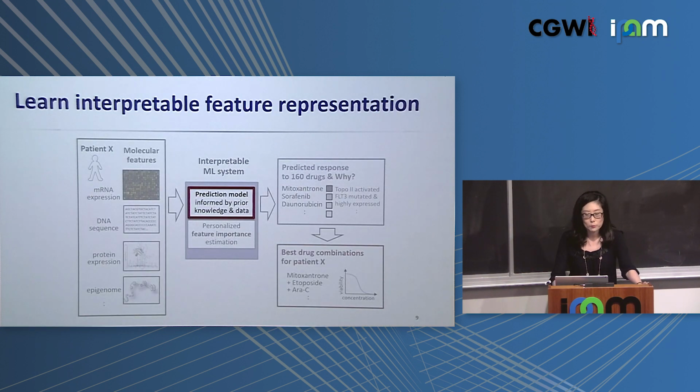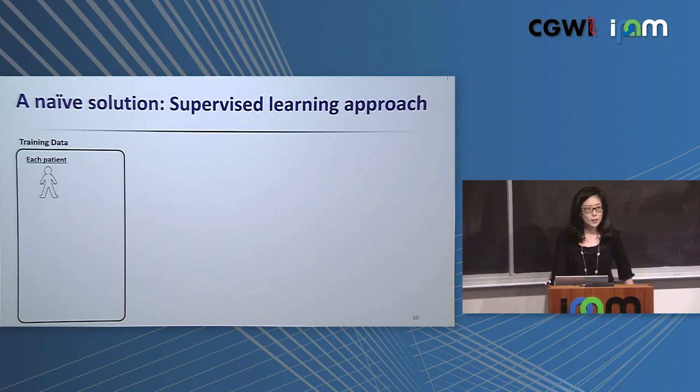So in this talk, I'm going to focus on a small portion of this project, which is on learning a robust prediction model from high throughput molecular data by learning interpretable features. So this problem seems actually really simple. I mean, it can be seen as a classic supervised learning problem. So how many of you are familiar with supervised learning?